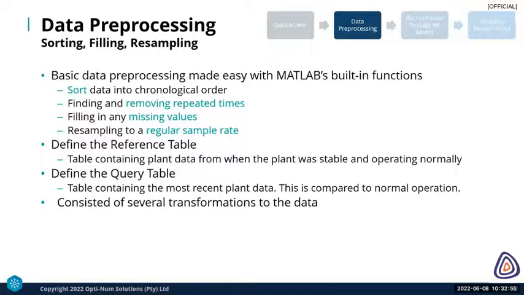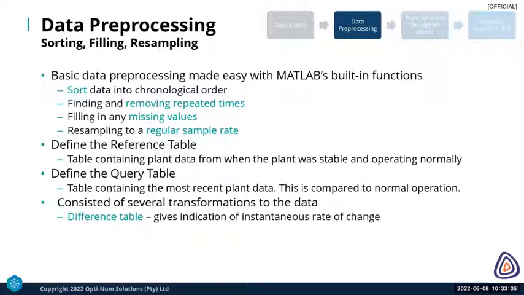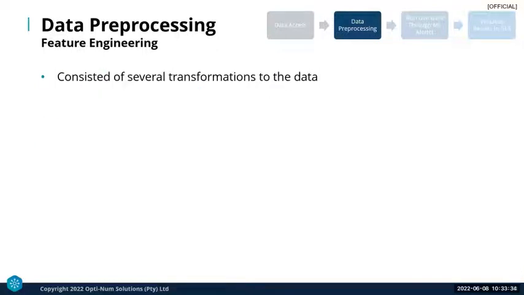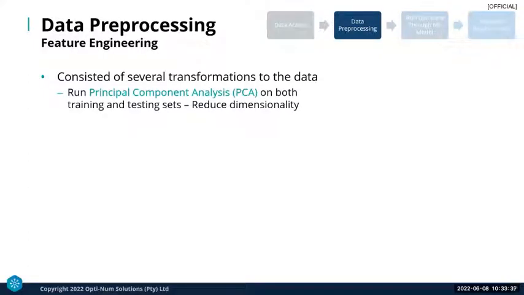Okay. In addition to this, we did a number of transformations to the data as well. We added what we call the difference table, which gave us an indication of instantaneous rate of change between time steps. We added a detect trip indicator in the data chunk. If a trip had occurred, we had a tag that was able to indicate that. And we also centered and scaled our data appropriately. Okay, that wasn't quite final.